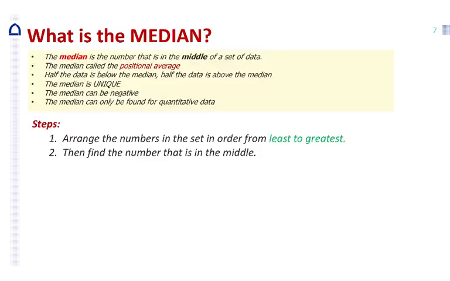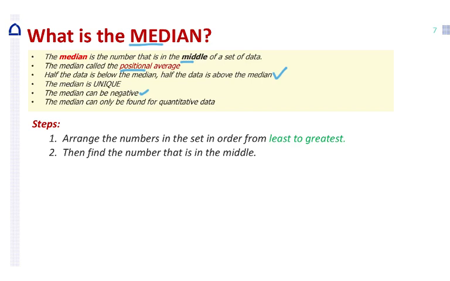Okay, let's do some examples with the median. Remember, the median is the middle of a set of data. Sometimes it's called the positional average because it cuts the data in half. It finds the middle position. Half the data is below the median and half the data will be above the median. The median is also unique. There's only one median for every set of data. And again, the middle can be negative. If all the data you collected is negative, the median can be negative.